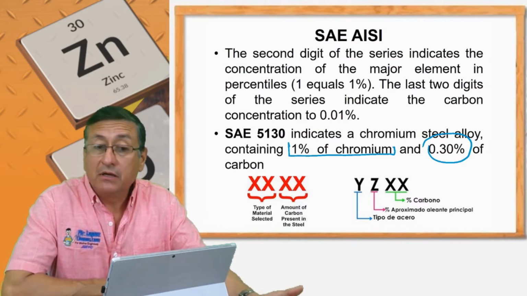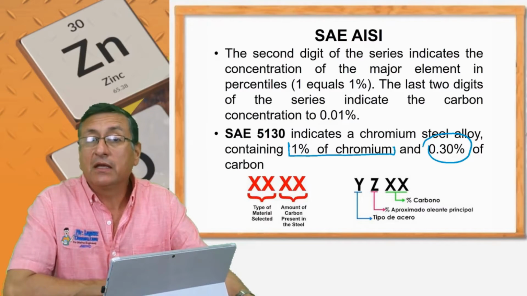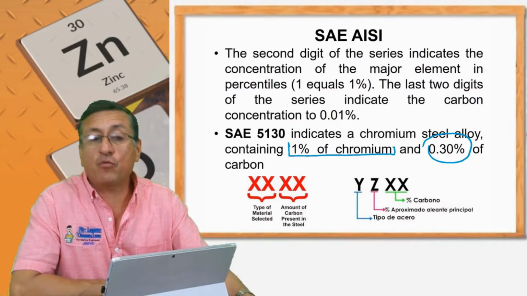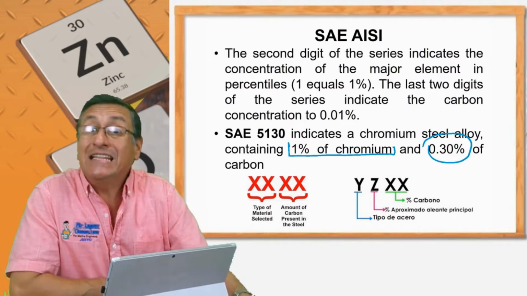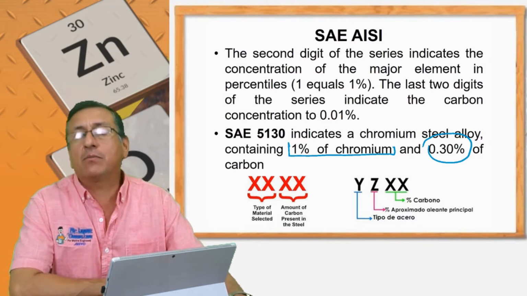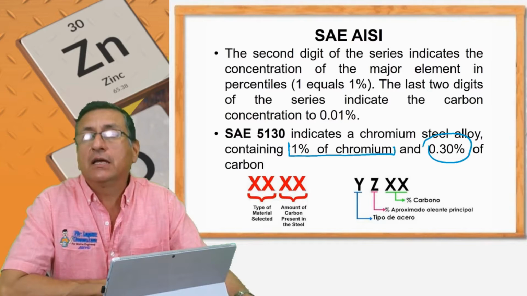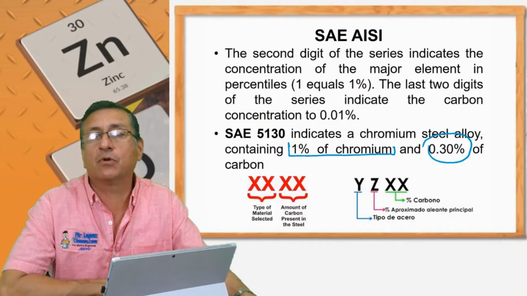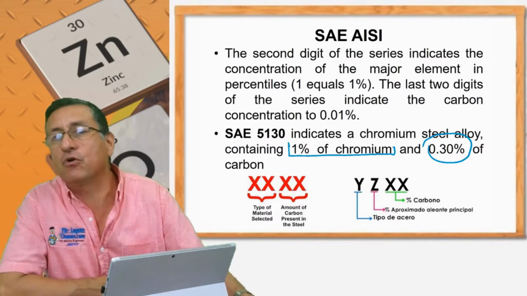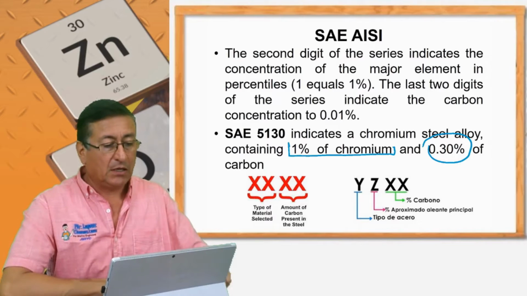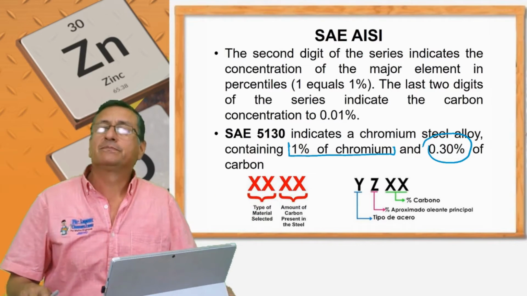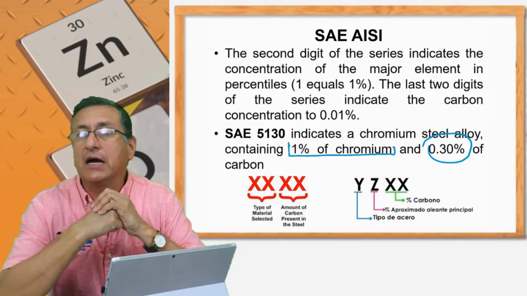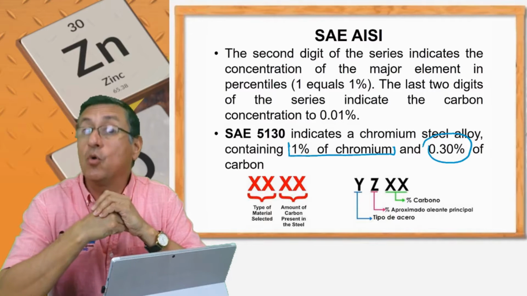We are going to repeat. In 51, 5 is chromium, 1 is 1% of chromium. And 30 indicates 0.3% of carbon. If the last two digits are 40, it's 0.4% of carbon. Not 40% of carbon, not 30% of carbon, 0.4. Don't forget. Okay, simple. This is the nomenclature, the procedure to identify a low carbon steel.